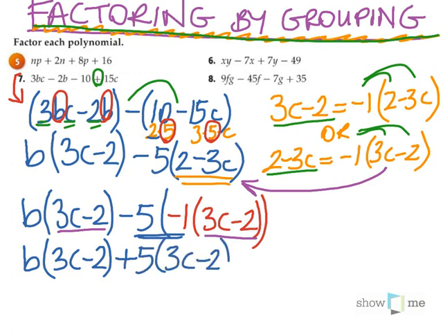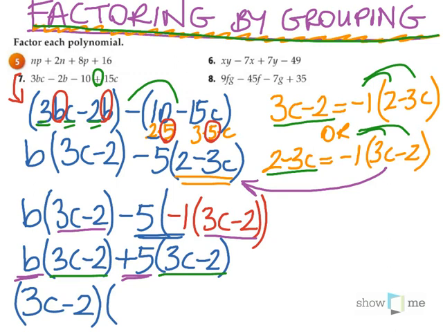3c minus 2. Now, 3c minus 2 is common, so I'm going to write 3c minus 2 in brackets, and in brackets I'm going to write the remaining b plus 5. Now this is how I factorize number 7. I have to be careful while taking out minus parentheses, and I have to sometimes use the additive inverses.